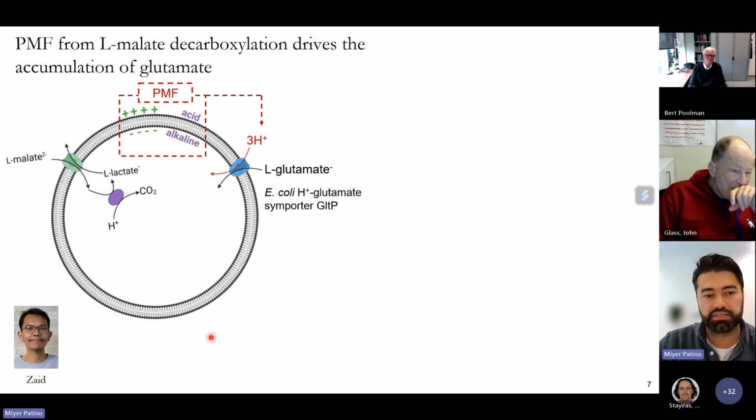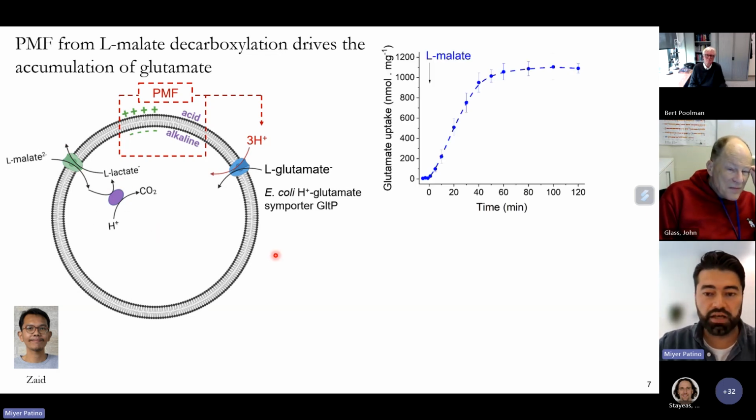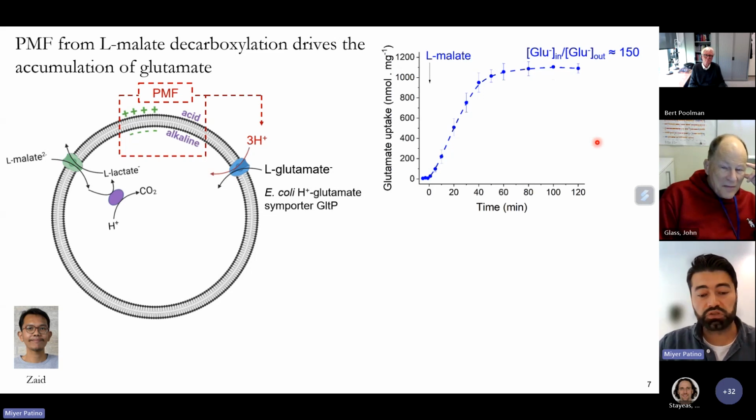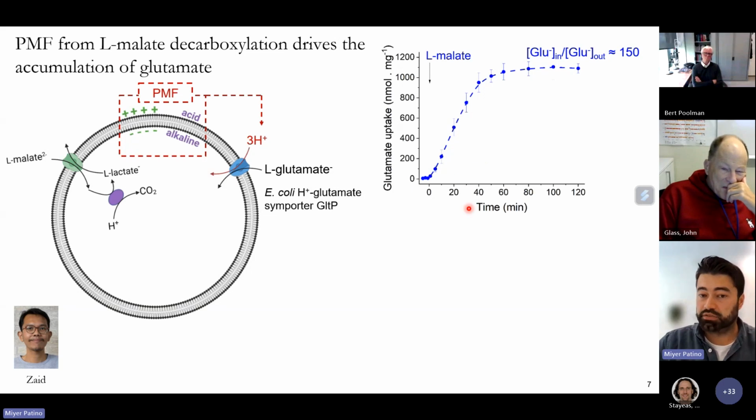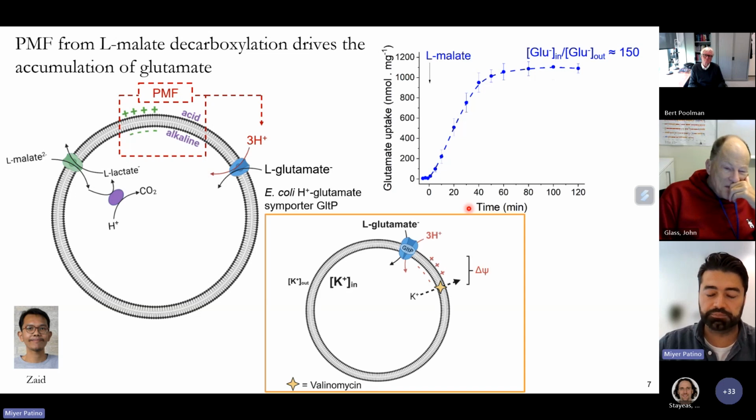And what we wanted to test is if the proton-motive force from the malate decarboxylation system, from these two proteins, would drive the transport of glutamate inside the synthetic lipid vesicles. And what we observed is a very substantial transfer of glutamate inside, at levels of accumulation of around 150-fold. This means that with micromolar initial concentrations of glutamate outside, after around 2 hours or longer, we can reach the millimolar range inside, which is more compatible with the metabolism of a possible synthetic cell.